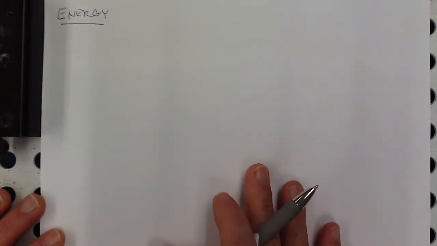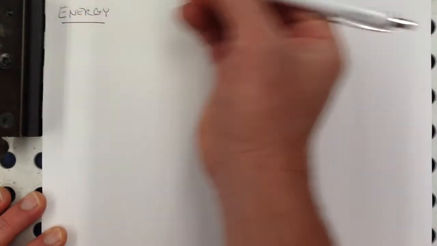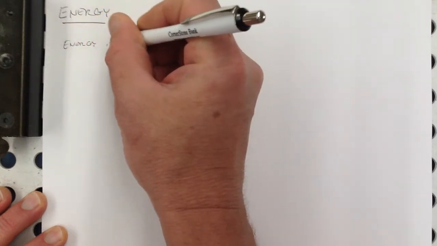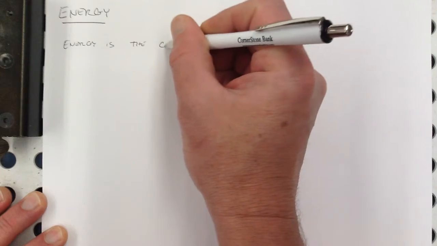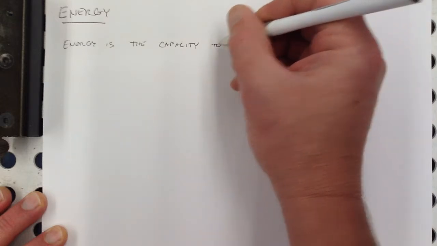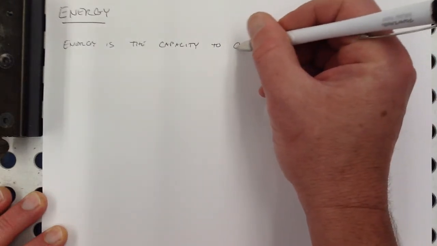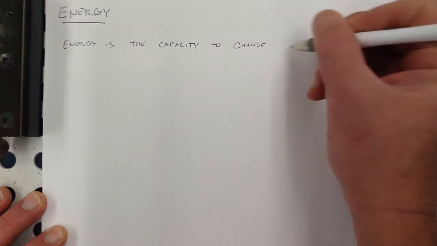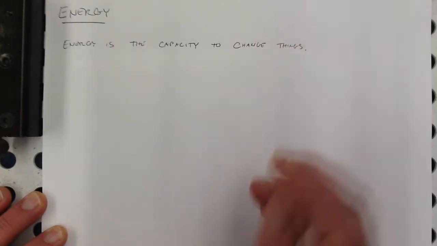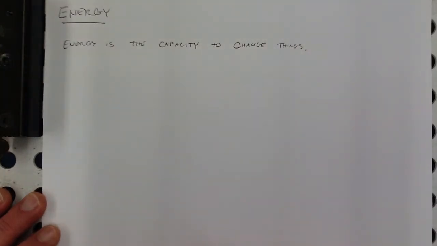Well, there's different ways that we could define what energy is. I think we have a pretty good intuitive sense of what energy is. We could define here, energy is the capacity, or the ability, if you want, you could say that too, the capacity to change things. That's a pretty loose definition, but I think it gets at the idea of what energy is.